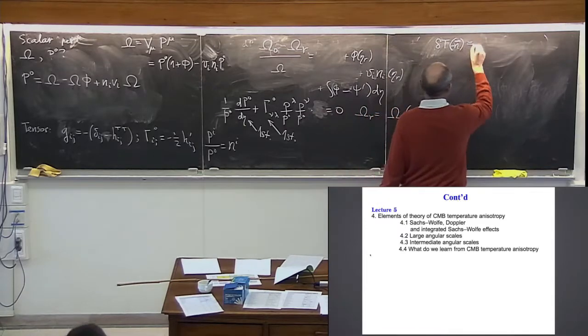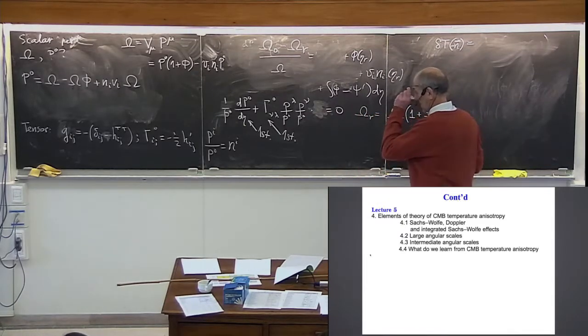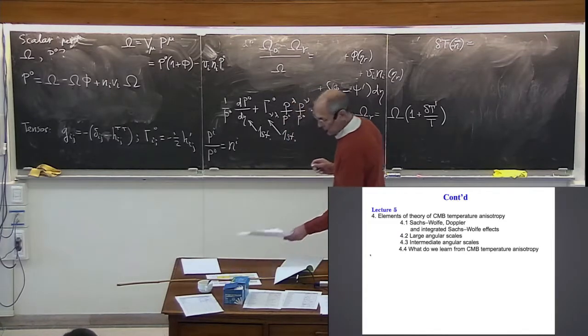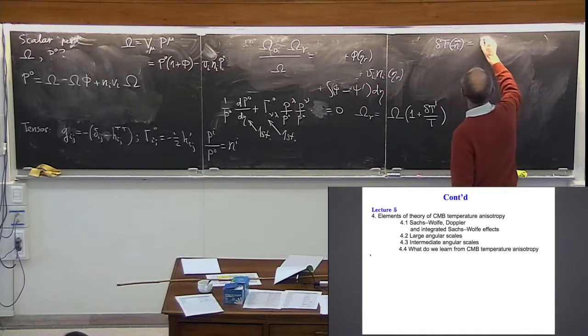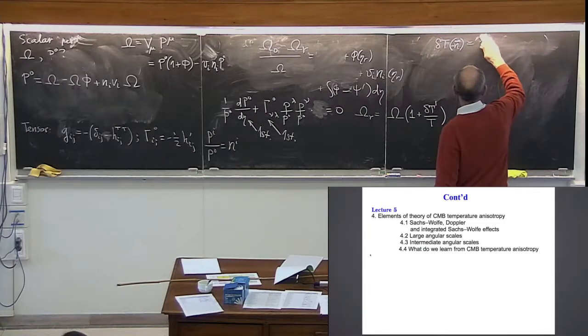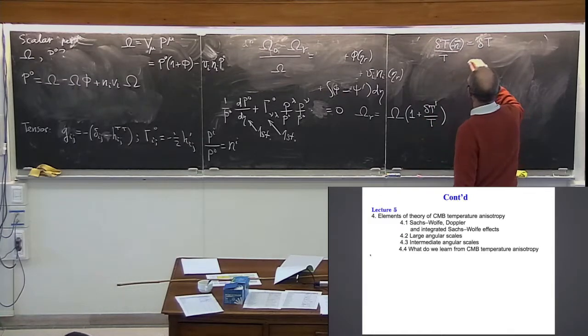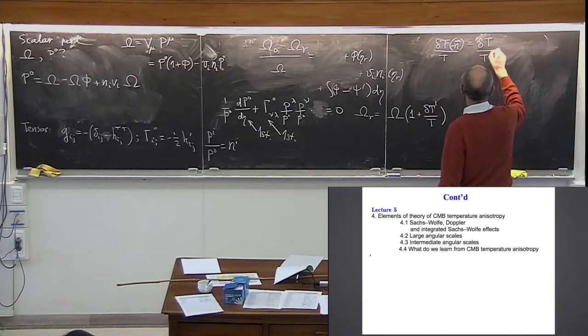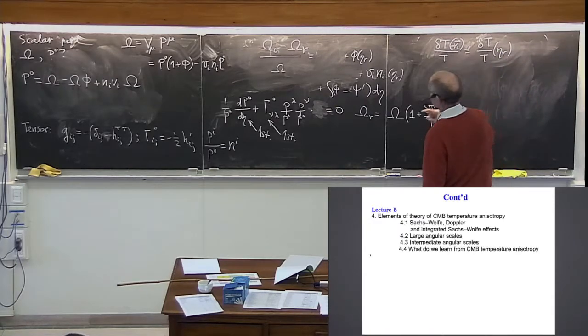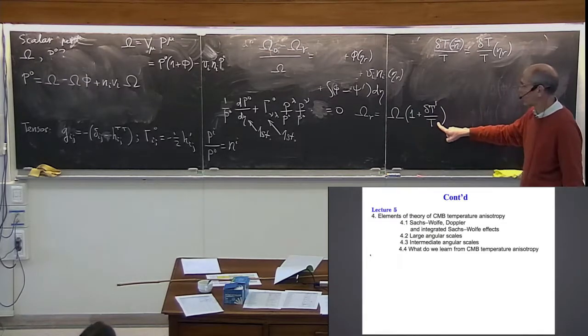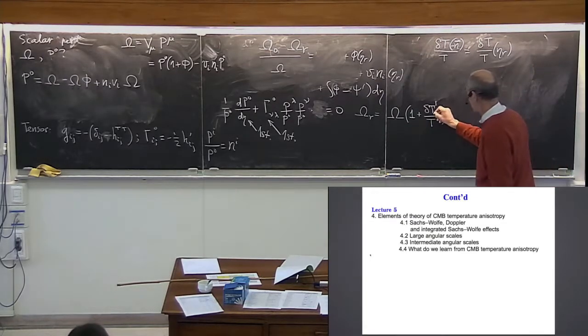Is equal to, it doesn't really matter, but anyhow. So it's equal to the following thing. It's equal to delta T over T at recombination. All right, this is simply due to the fact that this omega has this additional term here, delta T at recombination.